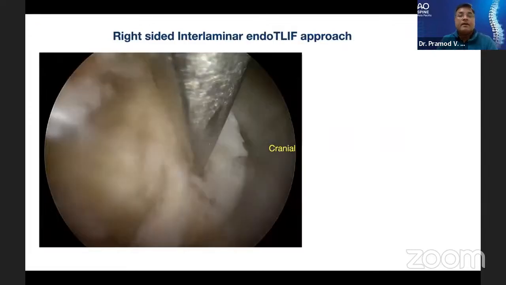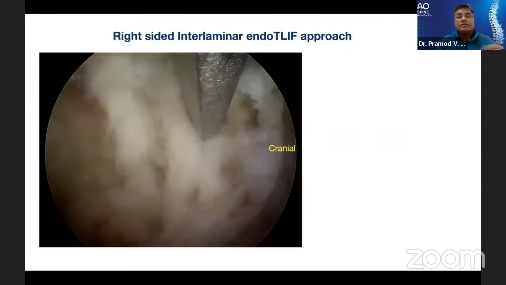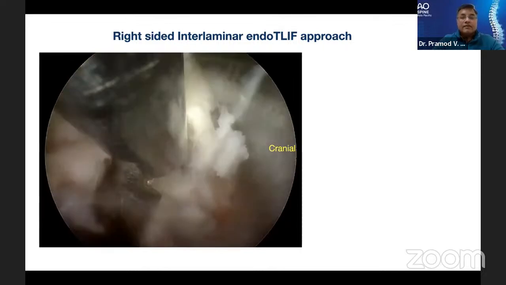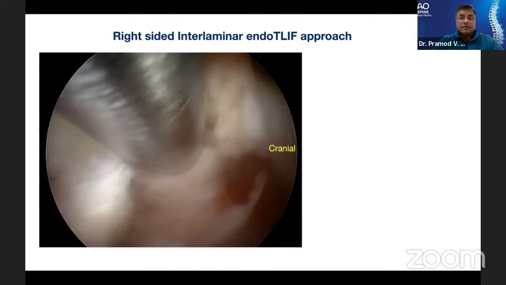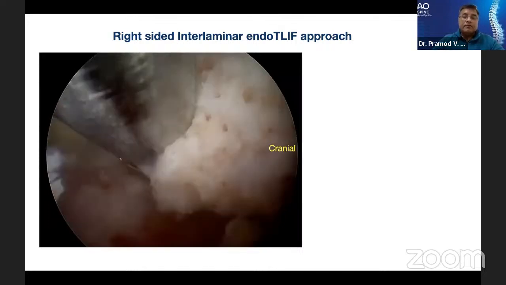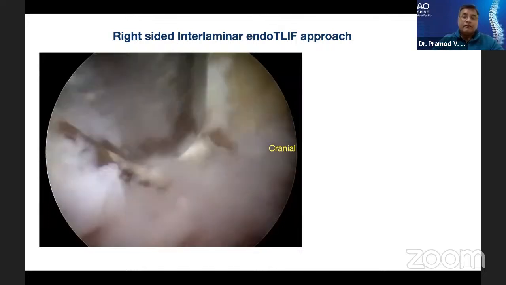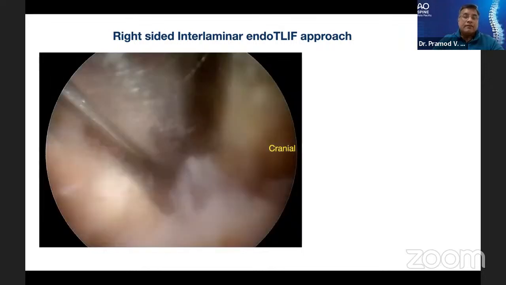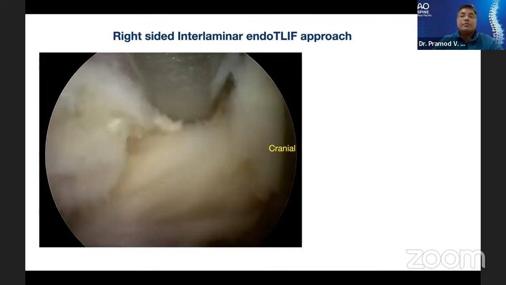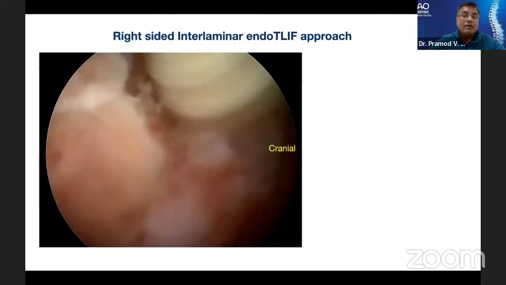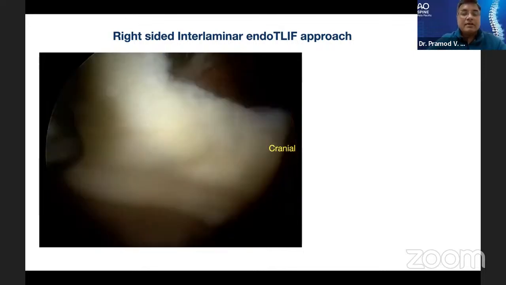Again, I've done an interlaminar endoscopic approach. This is the cutting of the superior lamina till I reach the free edge of the ligamentum flavum. This is the cutting of the inferior lamina. This is the separation of the ligamentum flavum from the opposite side, opposite lamina. I always try to remove it as a single piece en bloc.